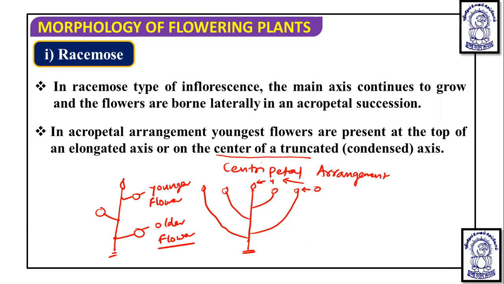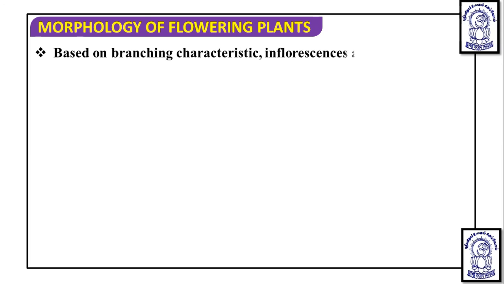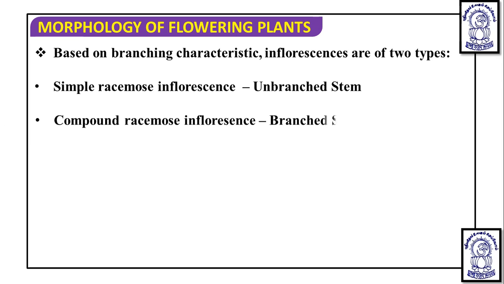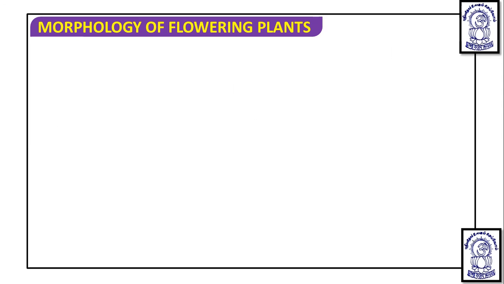So here Y and W represent the same. So when a stem keeps growing, the tip keeps growing without terminating into a flower, it is racemose. But based on the branching characteristic, this racemose inflorescence is of two types. That is simple racemose inflorescence, in which the stem is unbranched and the flowers are arranged directly on the unbranched stem, whereas in compound racemose inflorescence, the stem is branched and you will see the arrangement of flowers on the branches. So it is a compound racemose inflorescence.